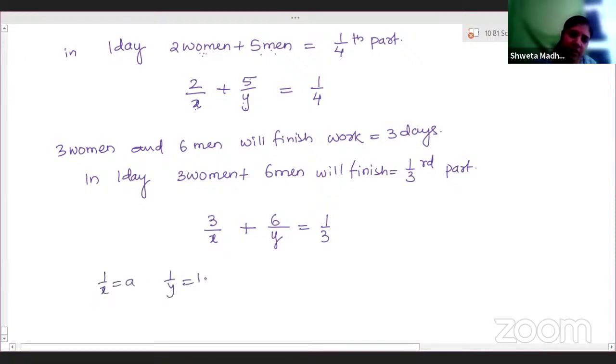And 1 by Y as B. So 2A plus 5B is equal to 1 by 4. And 3A plus 6B is equal to 1 by 3.